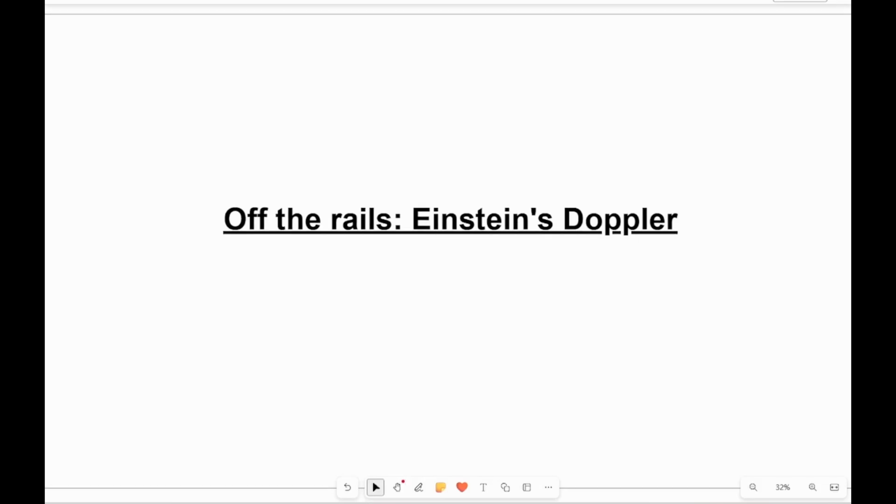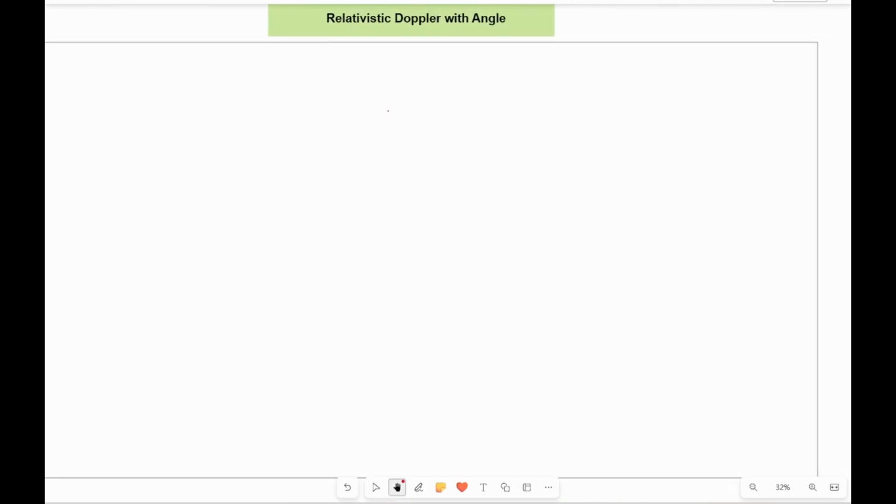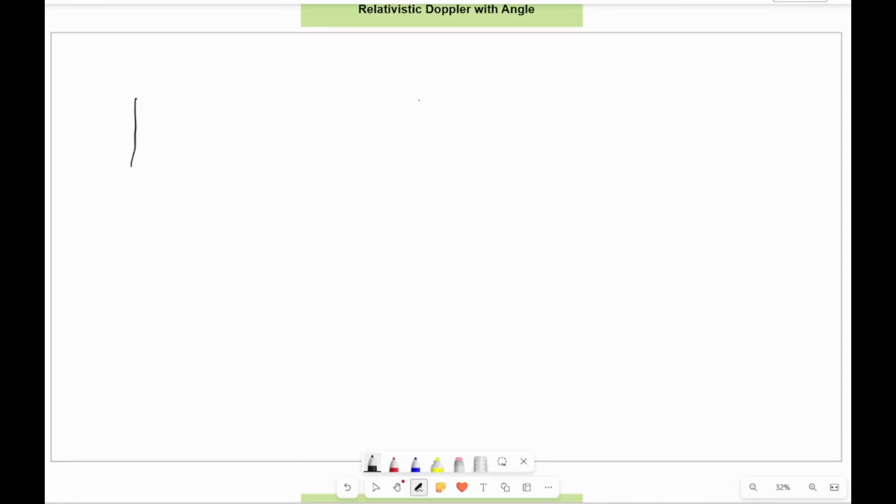Okay, now let's go even one step further and really go into the weeds maybe. We're going to look at this same thing with Einstein's Doppler. What I mean here is that we have a particle, say an electron. It doesn't actually matter.